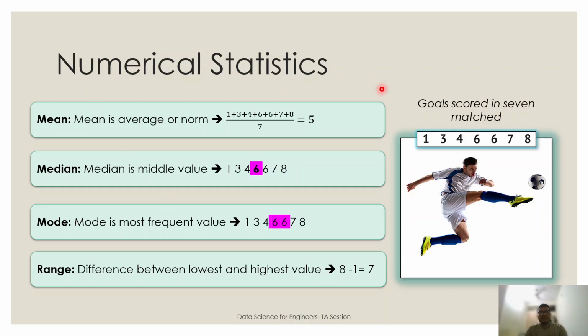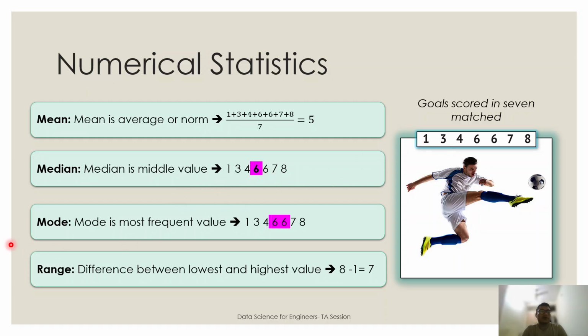Now, numerical statistics means the mean value and median value that we calculated. All of that comes under numerical statistics. Mean is the average norm. Take a football player and the goals he scored in different matches. When we talk about the mean, it is the average value for that person: generally, his average score in a match is 5. Then the median is the middle value: if you arrange all those values, what is the middle value? Here, 6 is the middle value.